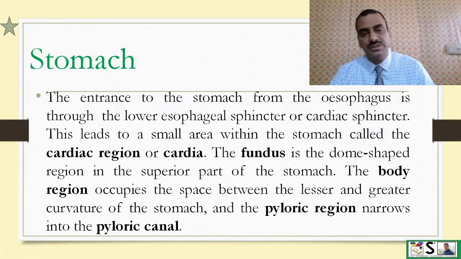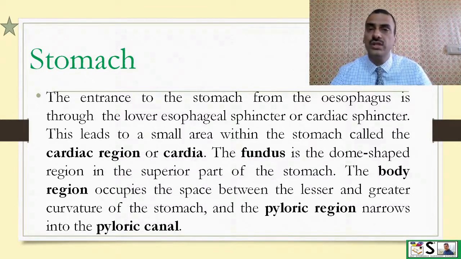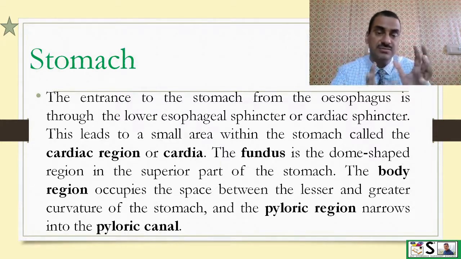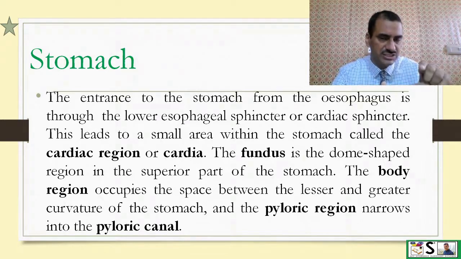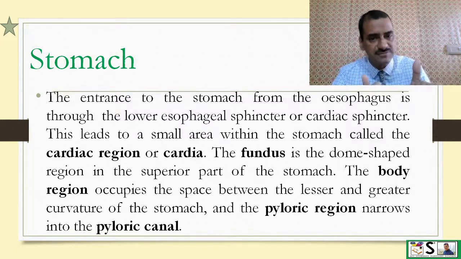The entrance of the stomach from the esophagus is through the lower esophageal sphincter, also known as the cardiac sphincter. This leads to a small area within the stomach which is called the cardiac region. Means we can understand that the stomach is divided into different regions. The first region where the esophagus enters is known as the cardia or cardiac region, and the fundus, which is a dome shaped structure.